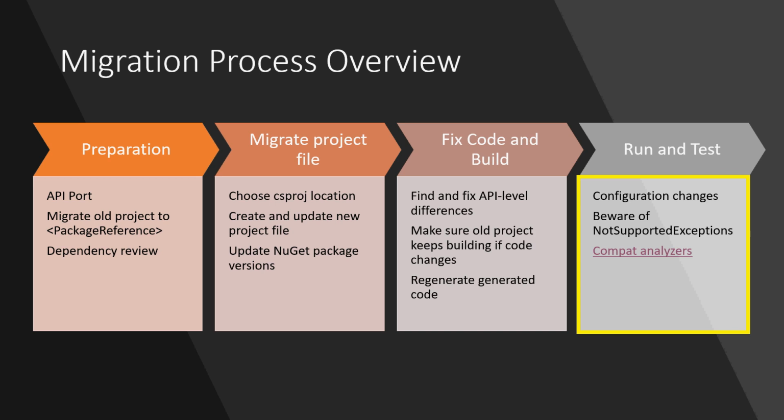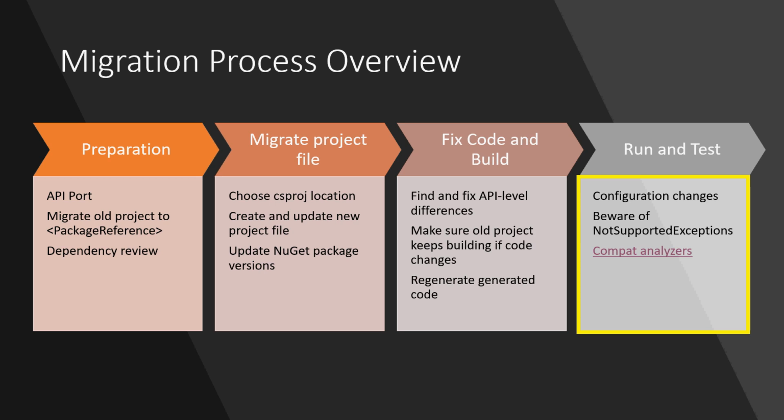In the third step, which is what we did in the previous 2 videos, we fix build time issues. So we make sure that our project can actually compile successfully against .NET Core. We go in, we fix up small API differences between .NET Framework and .NET Core in the framework itself, as well as maybe in the NuGet packages we're depending on. So we make sure that we can build both the new and the old projects.